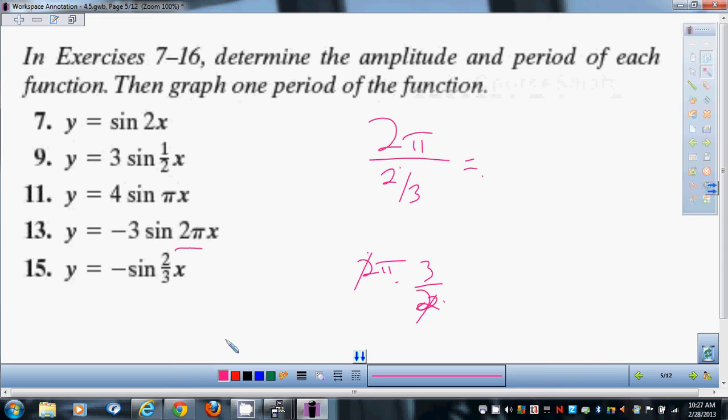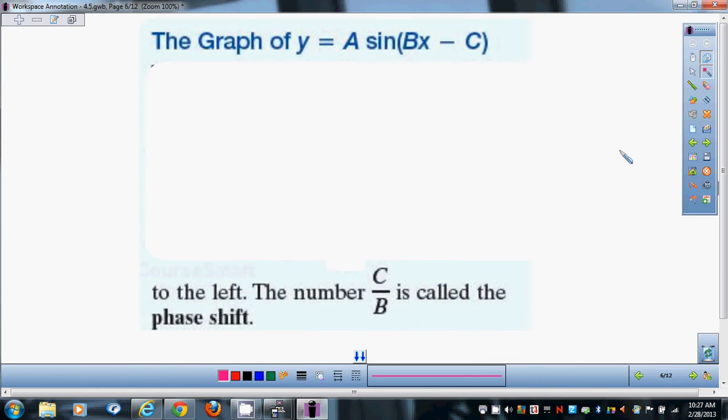I don't think it's really fun to graph every one of them. Okay, if there's no questions on those, let's move on to the shifts. The phase shift. This is what you need to write down. If this is your function, this is how you find the phase shift. C over B.